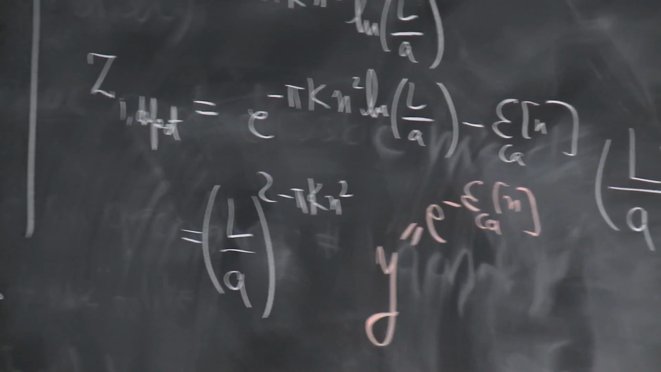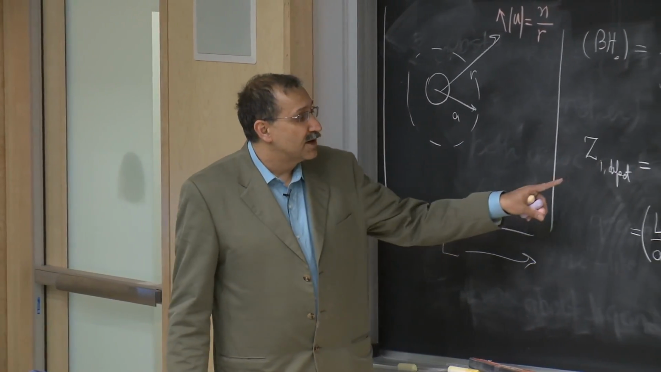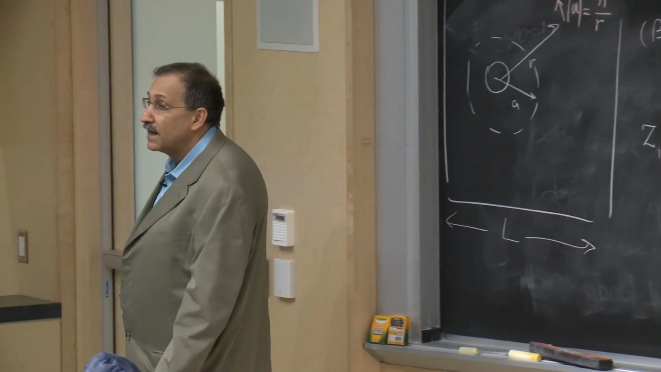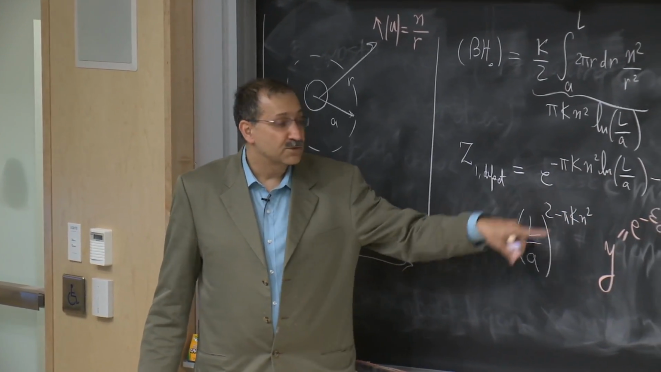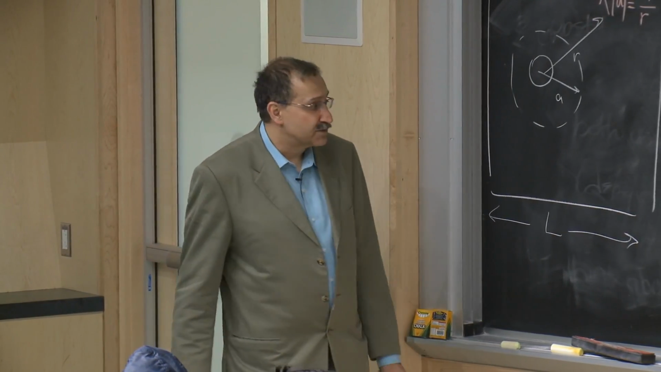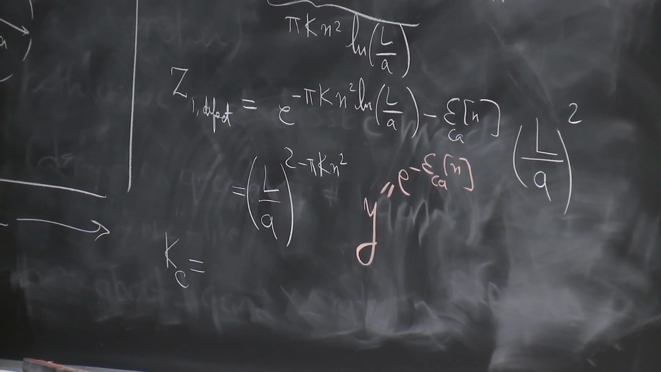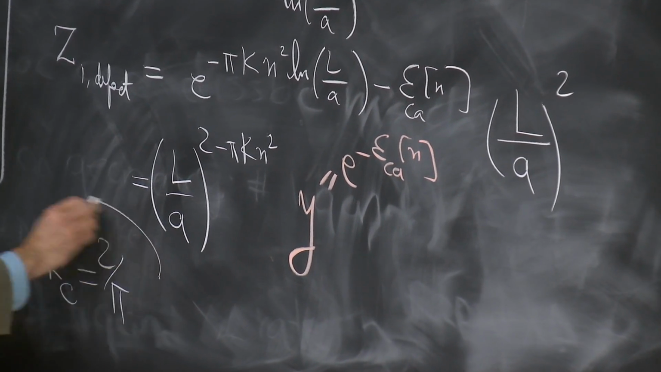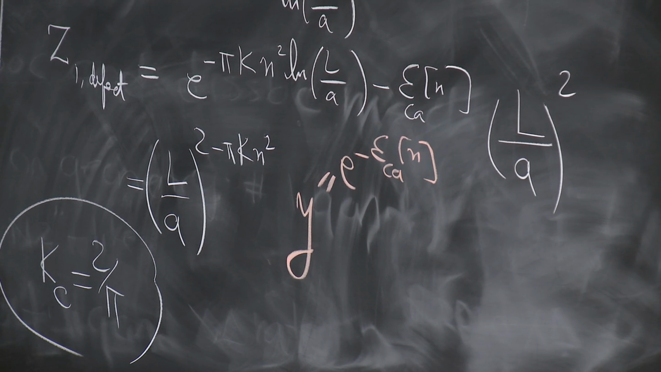But the most important thing is that if I have a huge system, whether or not this partition function, as a function of the size of the system, goes to infinity or goes to 0 is controlled by this exponent 2 minus pi k. Let's say we focus on the simplest topological defects corresponding to n equals minus plus 1. You expect that there is some potentially critical value of k, which is 2 over pi, that distinguishes the two types of behavior.